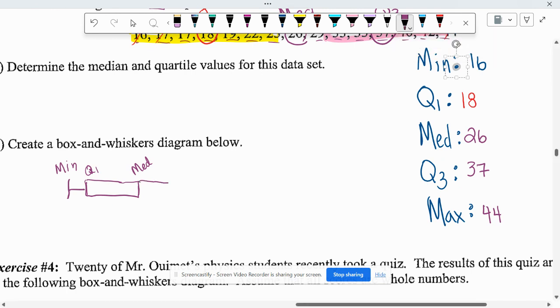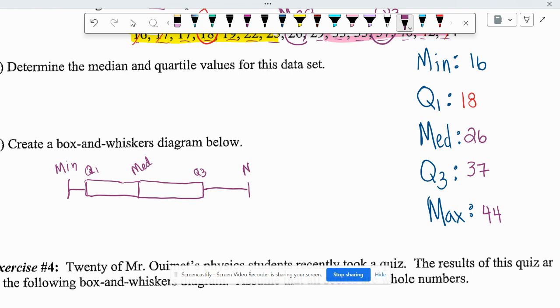So I try to make this second half a little bit bigger, the box, than the first half. Doesn't have to be perfect. Don't get all caught up on that. And then the distance between my Q3 and my max, well, that's definitely bigger than my first whisker. So I just label it like that, max. Again, you can put the numbers below it. Don't have to. 16, 18, 26, 37, and 44.